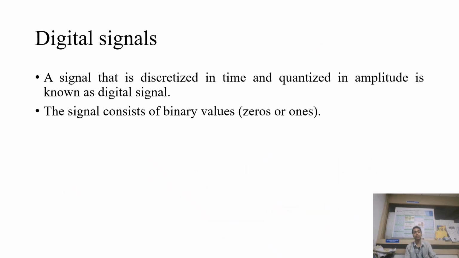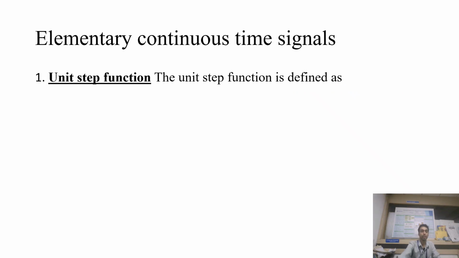So what is a digital signal? A signal that is discretized in time and quantized in amplitude. So it is the quantization technique we are using. It will be covered in analog communication. The signal consists of binary values, zeros and ones, that is a digital signal.